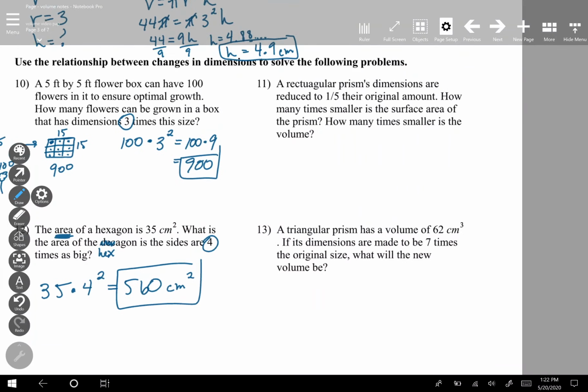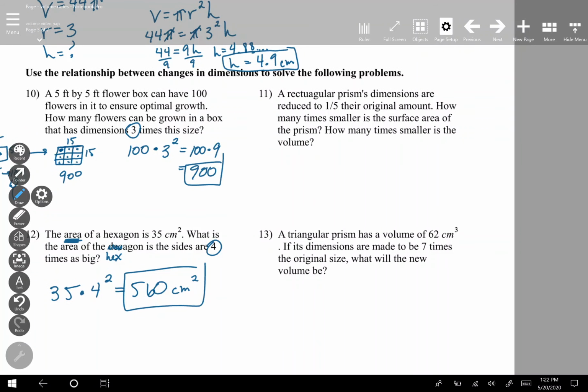And now we're going to go here to volume. Okay, number 11. A rectangular prism's dimensions are reduced to 1/5 their original amount. How many times smaller is the surface area of the prism? How many times smaller is the volume? All they're asking you to do is, what would you multiply the surface area by? What would you multiply the volume by? So for area, I would do 1/5 and I would square it. So that's 1/5 times 1/5, which is 1/25. So the area would be 1/25 the original.